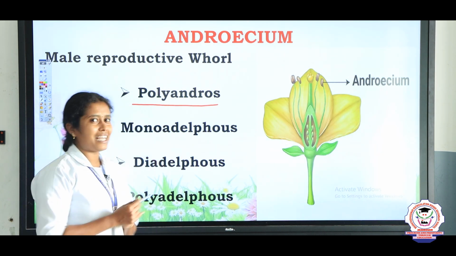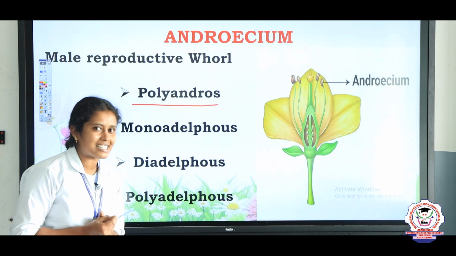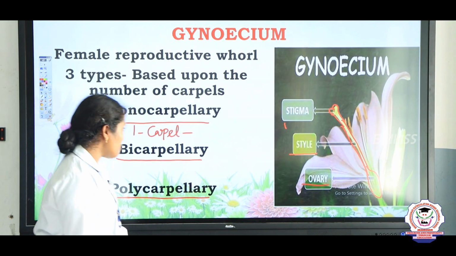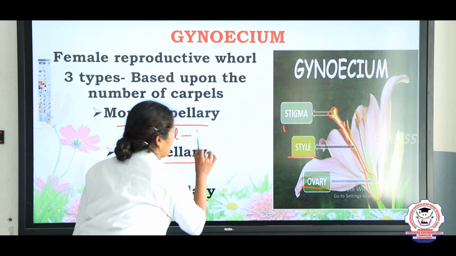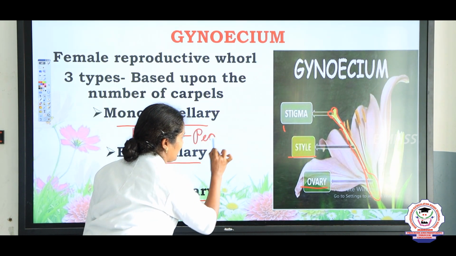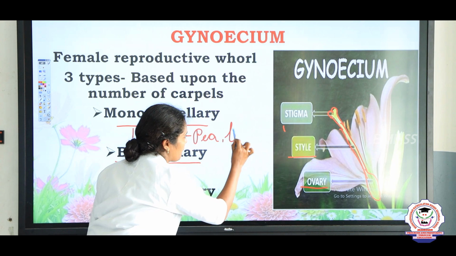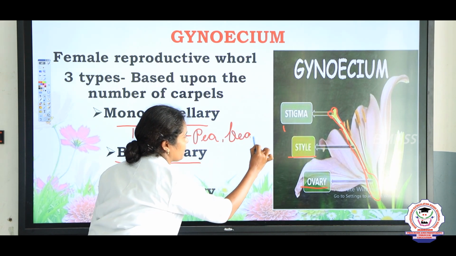Okay, and what is the example of monocarpellary? Pea and bean. Okay, pea flower, P-E-A, pea flower, and another example, bean, B-E-A-N, bean flower.